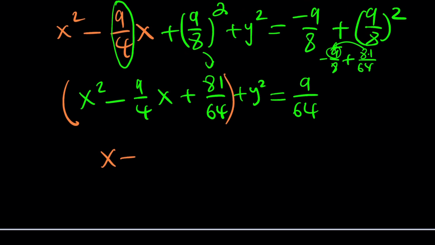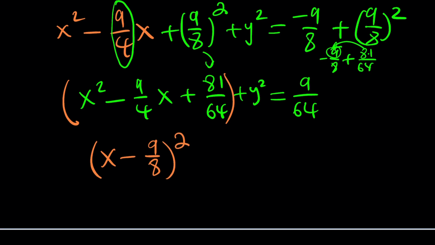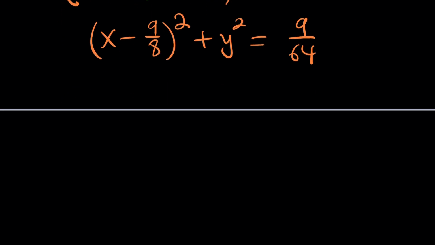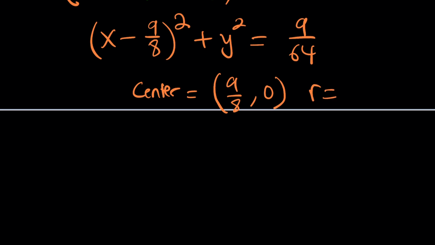And remember, 81 over 64 is 9/8 squared. So we're going to write it like this. Hopefully that makes sense. Plus y squared equals 9 over 64. Again, this doesn't have an xy term, and the coefficients of x squared and y squared are the same. And what we did is called completing the square. So what is this? It's a circle for the reasons mentioned before. So it is a circle. What kind of circle? The center is at 9 over 8, 0, and the radius is 3 over 8.